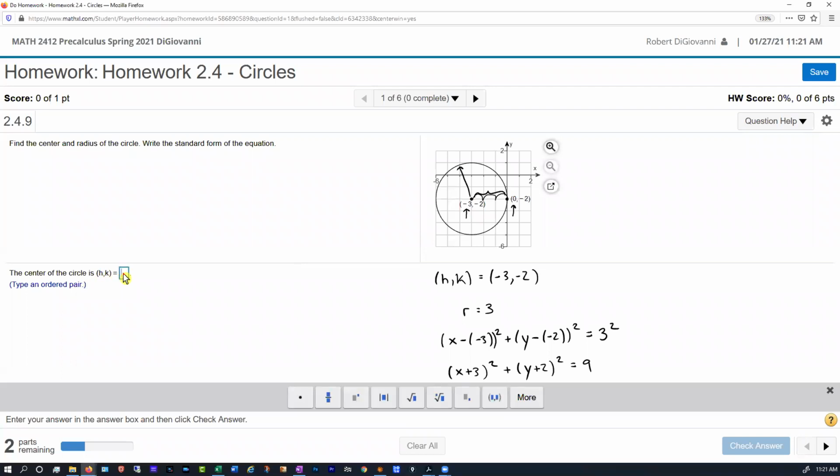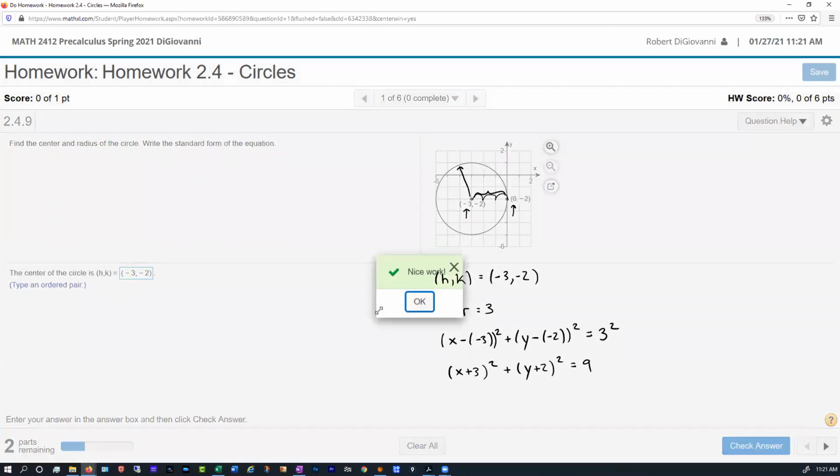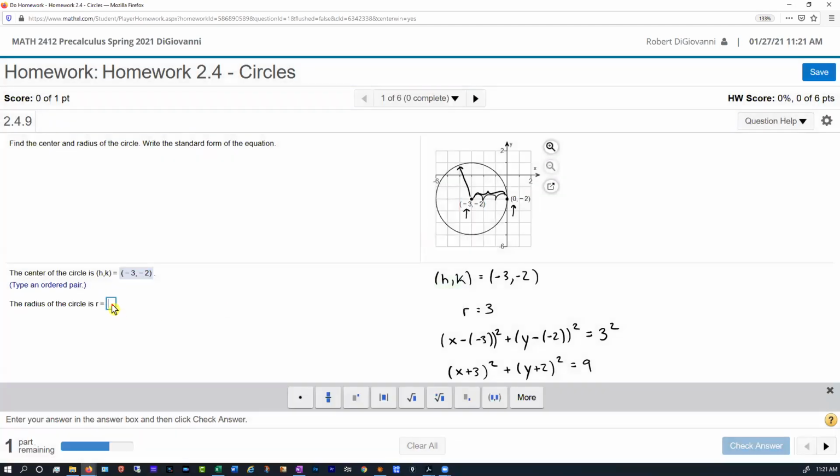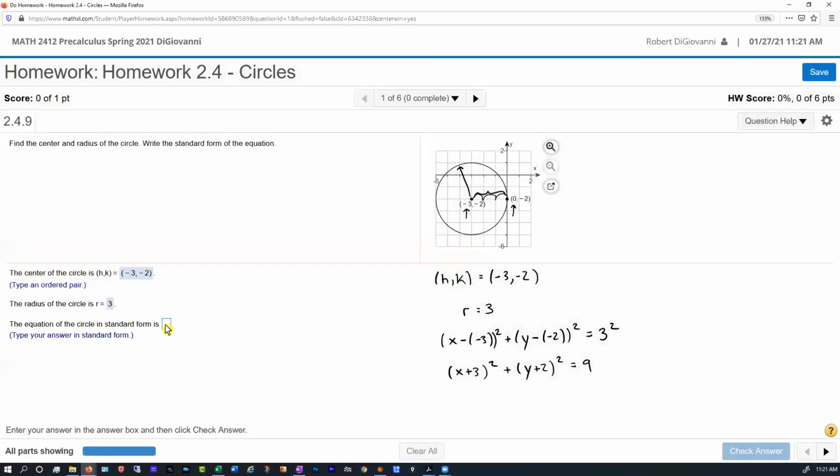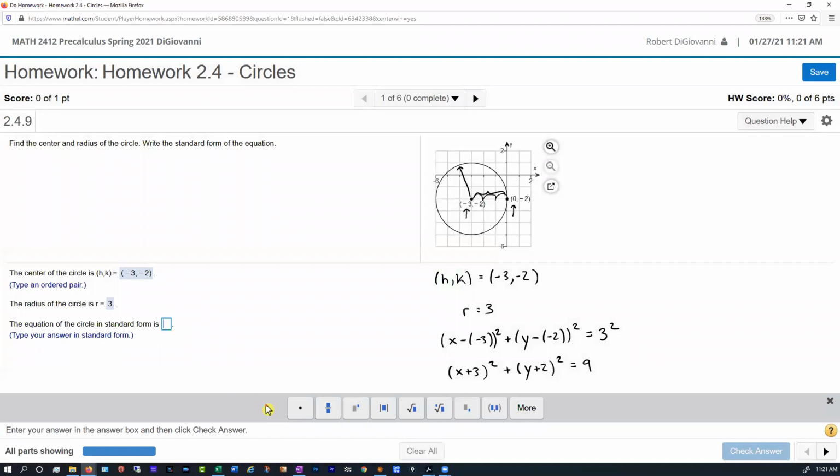So the center of the circle is (-3, -2). Okay, the next thing is the radius is 3. And finally, they want the standard form. So the way I'm going to write this, I'm going to go parentheses, x plus 3, squared, plus parentheses, y plus 2. And then all I'm doing here is using the little up arrow, which is above the 6 on the keyboard, up squared, and it equals 9.